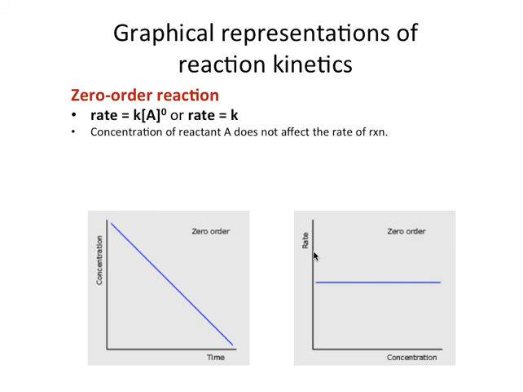Let's look at graphical representation of reaction kinetics. If I have a zero order reaction, and they do exist, the rate of the reaction does not depend on the concentration of the reactants. So if we're looking at a graph of concentration versus time, we'll get a straight line down. And if we look at rate versus concentration, a straight line, because the rate does not change with the concentration, it remains steady.